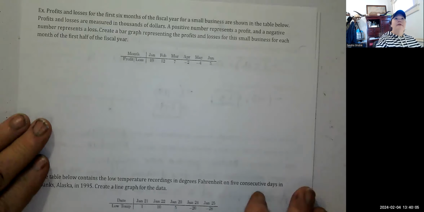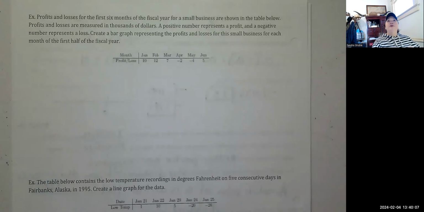All right, last piece of this, last page of lesson 7: profits and losses for the first 6 months of the fiscal year for a small business are shown in the table below. Profits and losses are measured in thousands of dollars, and a positive number represents a profit, while a negative number represents a loss. So we're going to create a bar graph representing the profits and losses for this business for each month of the first half of the fiscal year.